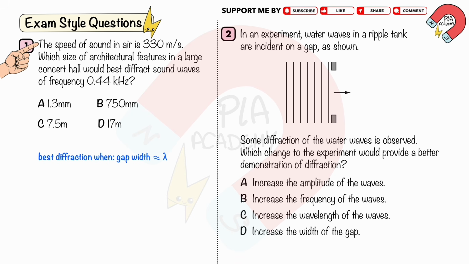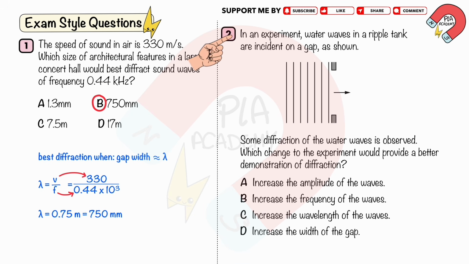So, we can calculate the wavelength of the sound first using the equation: wavelength lambda equals speed v over frequency f. Substituting v equals 330 meters per second, and f equals 0.44 times 10³ Hz, we get the wavelength lambda equals 0.75 meters, or 750 millimeters. So, the size of architectural features should be 750 millimeters.